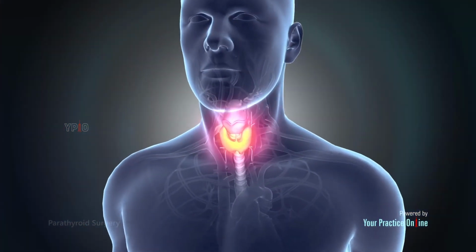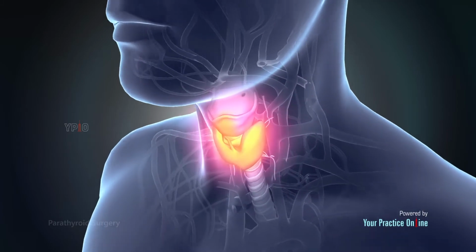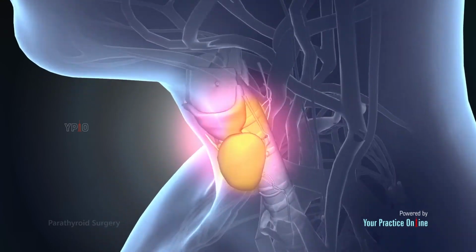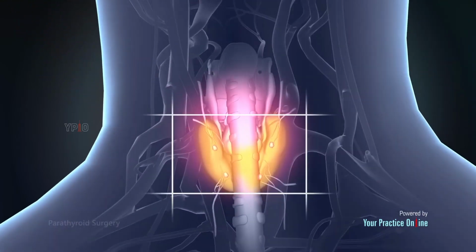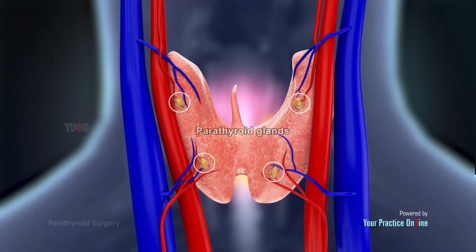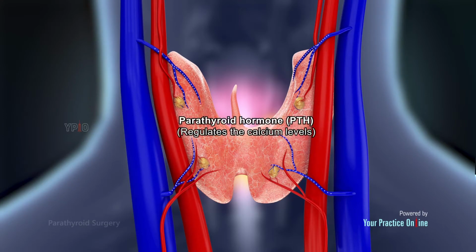Parathyroid surgery, also called parathyroidectomy, is the surgical removal of one or more parathyroid glands. The parathyroid glands are 4 small glands present in your neck behind the thyroid gland. They secrete parathyroid hormone, PTH, which regulates the calcium levels in your body.